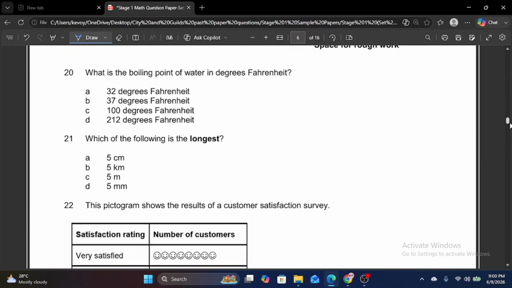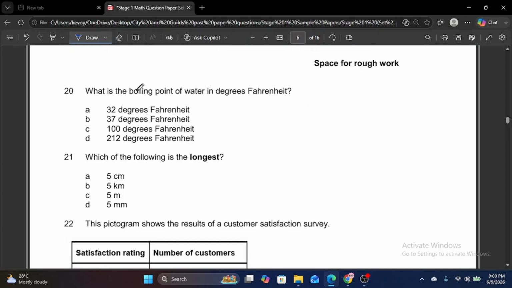Alright, moving on to question 20. What is the boiling point of water in degrees Fahrenheit? So the boiling point of water is going to be 212 Fahrenheit. And note, whenever we're looking at Fahrenheit, we normally have a bigger value compared to Celsius. So that's something that you can note.